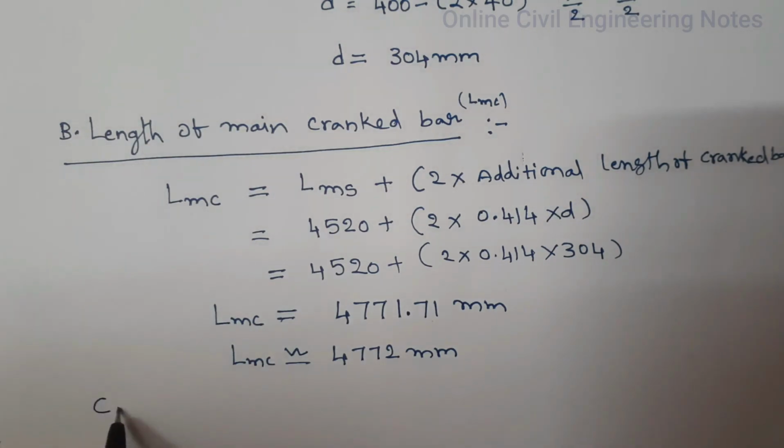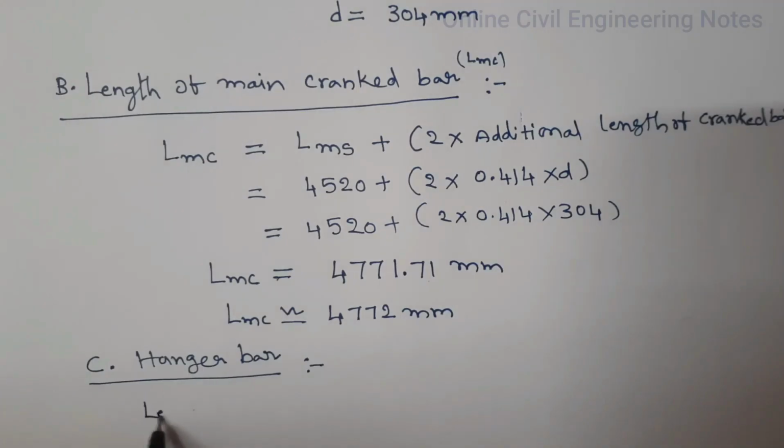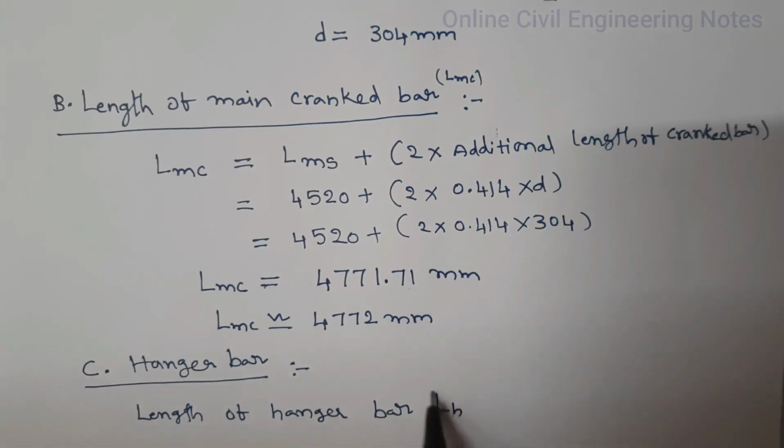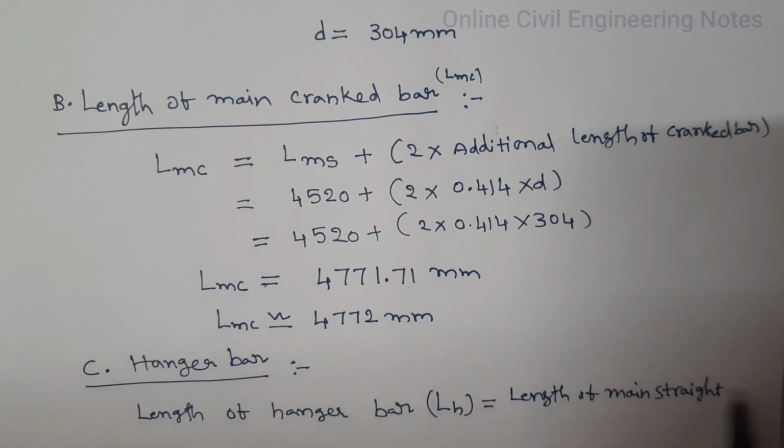Calculate the length of hanger bar which is provided on the top portion of the beam to support the crank bar. So it is C, hanger bar, which is also known as anchor bar. Length of hanger bar is equal to length of the main straight bar. Therefore 4520 mm.